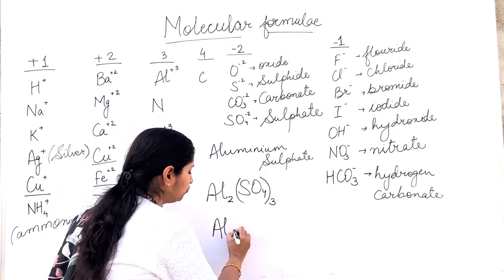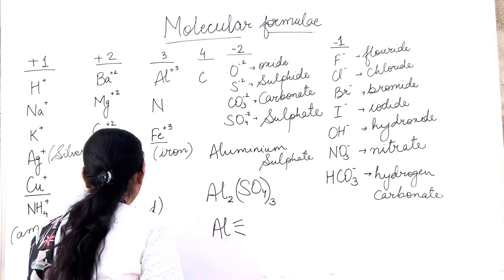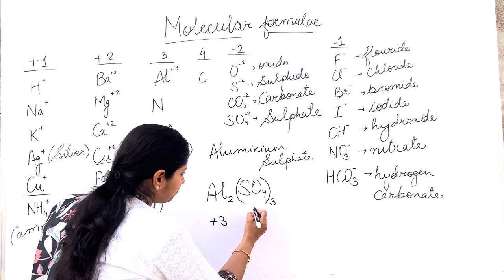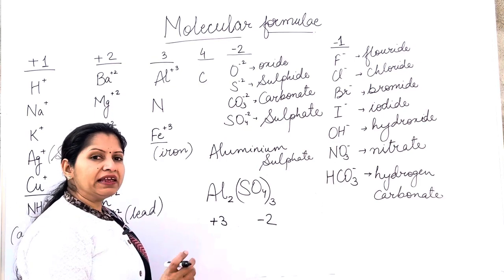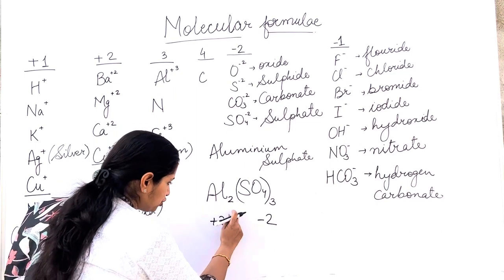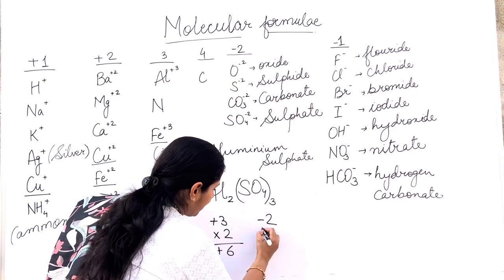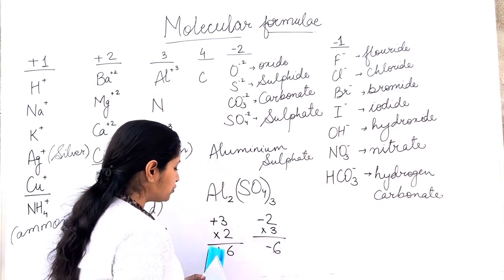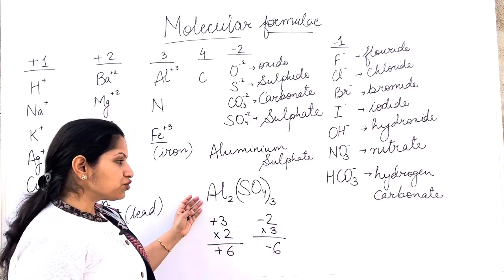Aluminium has a valency of 3, so it is going to give 3 electrons, and sulfate has a valency of 2. Any molecule should be electrically neutral. So if we multiply aluminium with 2, it becomes +6, and when we multiply sulfate ions with 3, because we have taken 3 sulfate ions, that also becomes 6. So +6 and -6 are going to balance each other, neutralize each other.